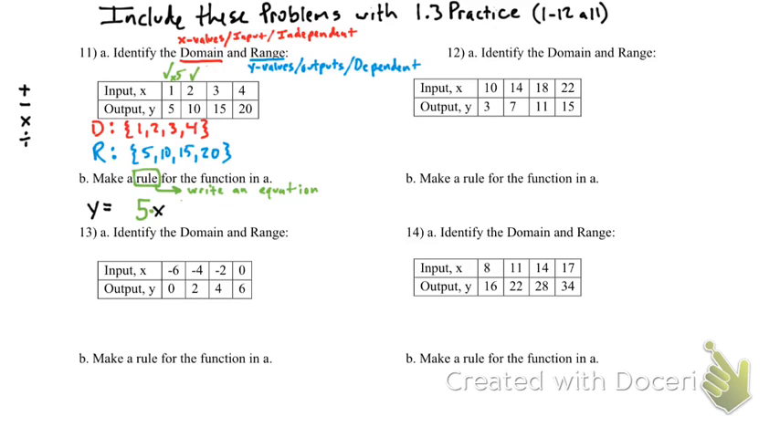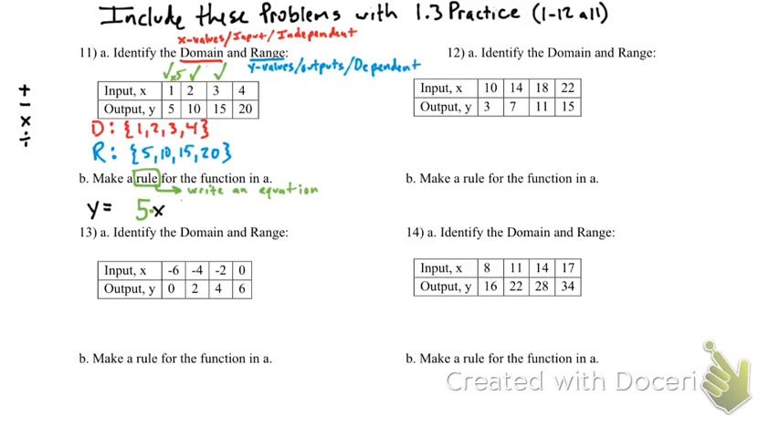So it also works. We have to check this rule for all of them. It has to work for every single one. Now when I plug in 3 for x, what's 5 times 3? It gives me the correct output of 15. It works for that set. And last, I'm going to check when I plug in 4 for x, what's 5 times 4? It gives me the correct output of 20.